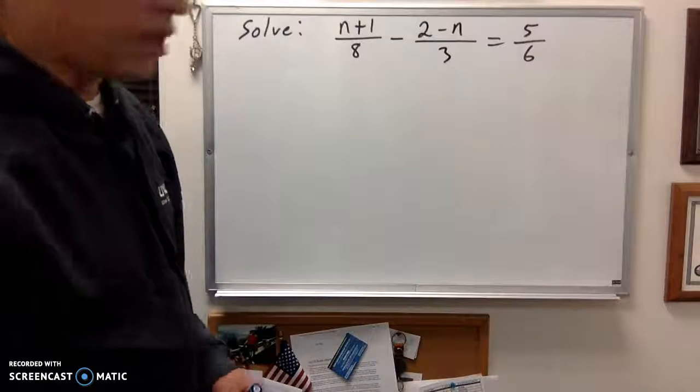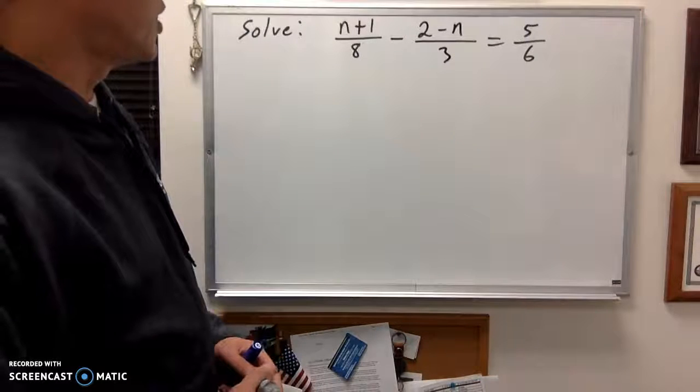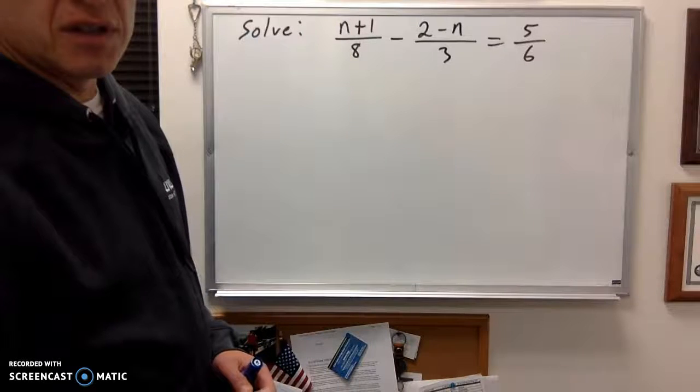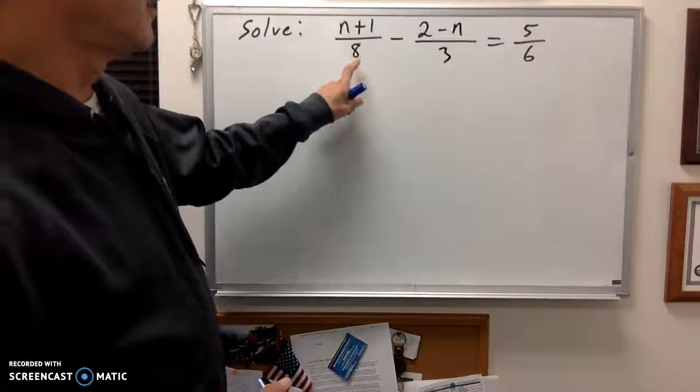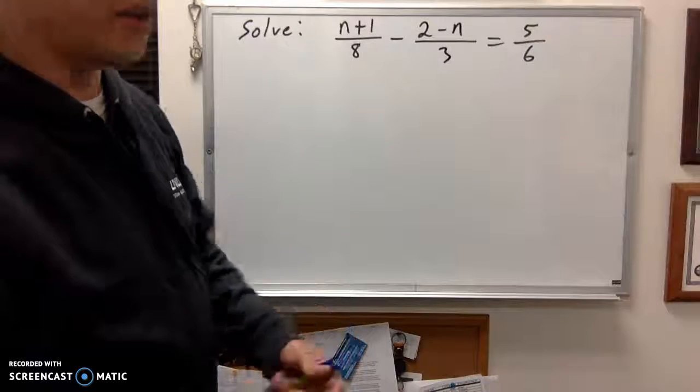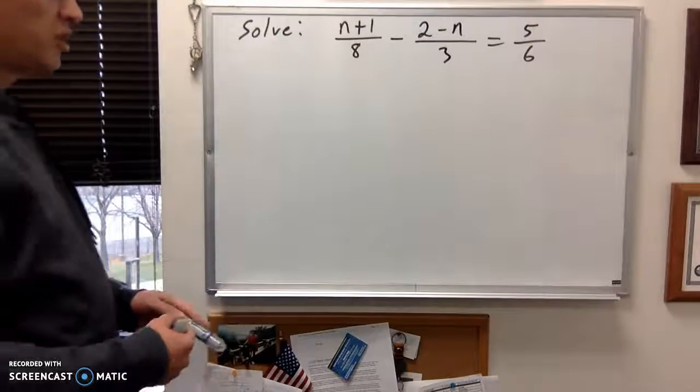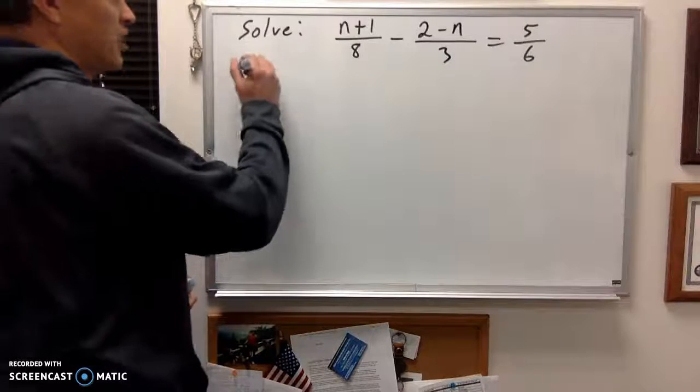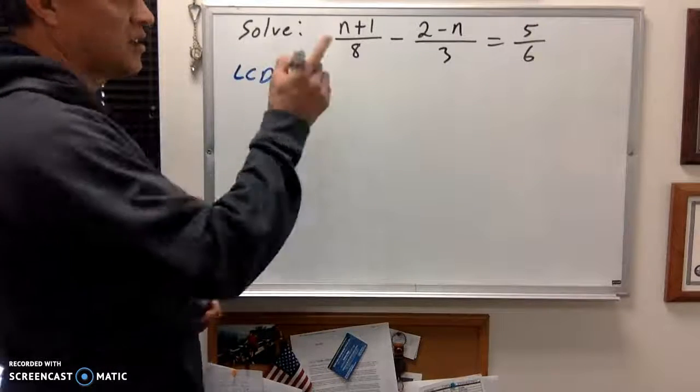Hi everyone. So we're going to go ahead and solve this equation here. It's one that involves denominators that have numbers in them but not variables, if you will. So the first thing we're going to do is take a look at what is our least common denominator. Okay, that's going to really help us out.